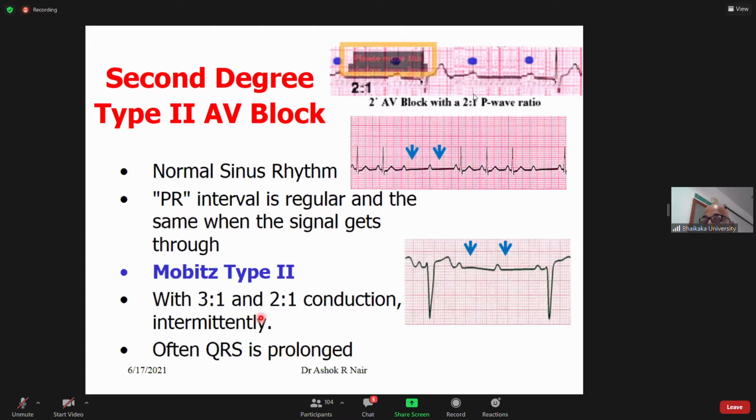QRS duration might be prolonged in this condition. Like for example, here the QRS duration is prolonged. This type of block is called Mobitz type 2 block.